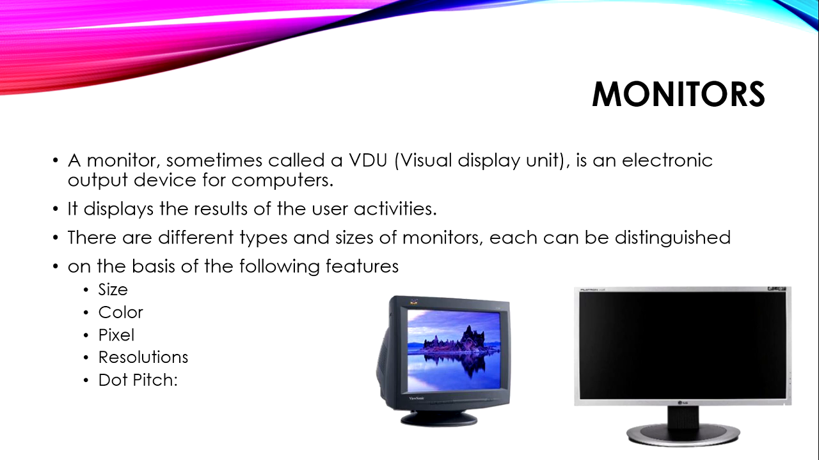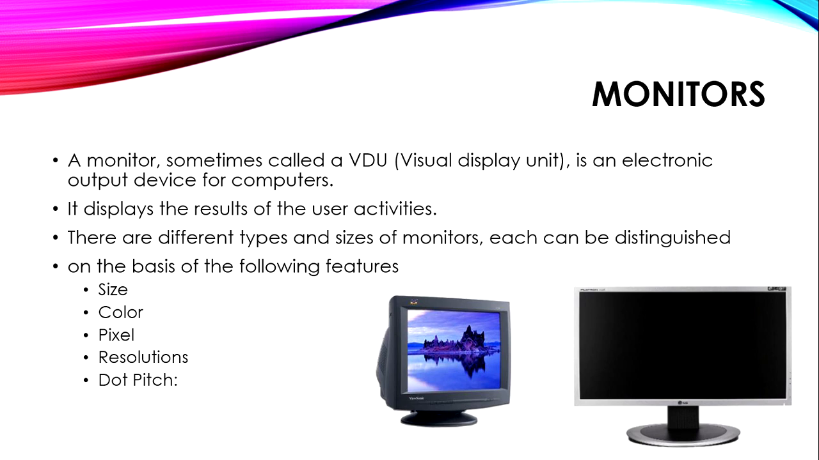There are different types and sizes of monitors. Each can be distinguished on the basis of the following features: size, color, pixels, resolution and dot pitch. Now first of all we will discuss size. The size of a monitor is measured diagonally. Standard size of a monitor is from 15 to 22 inches.